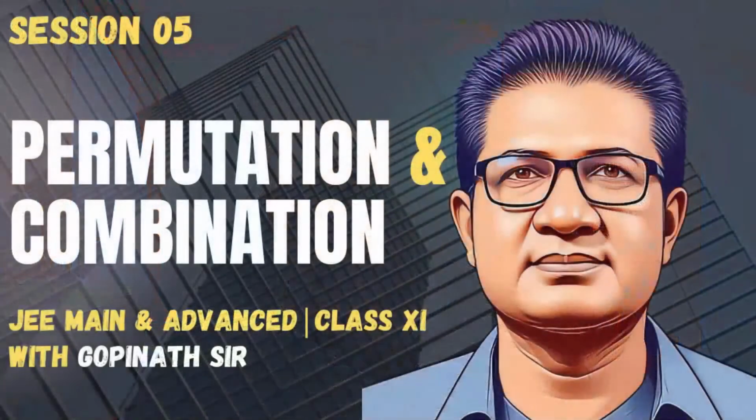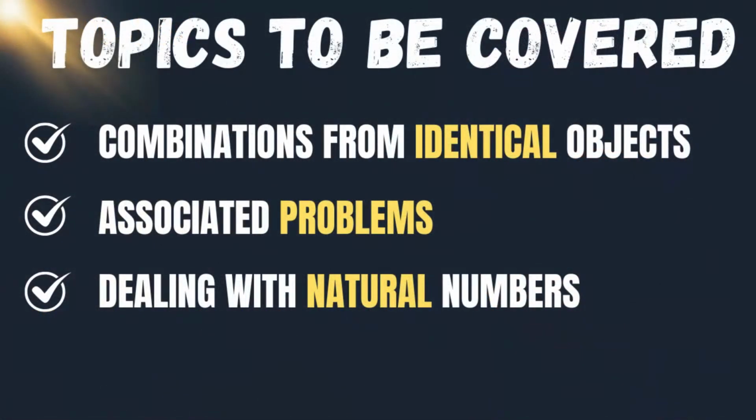This is our 5th class on permutation combination, and here we are going to cover combinations from identical objects, problems associated with combinations from identical objects, and dealing with natural numbers.